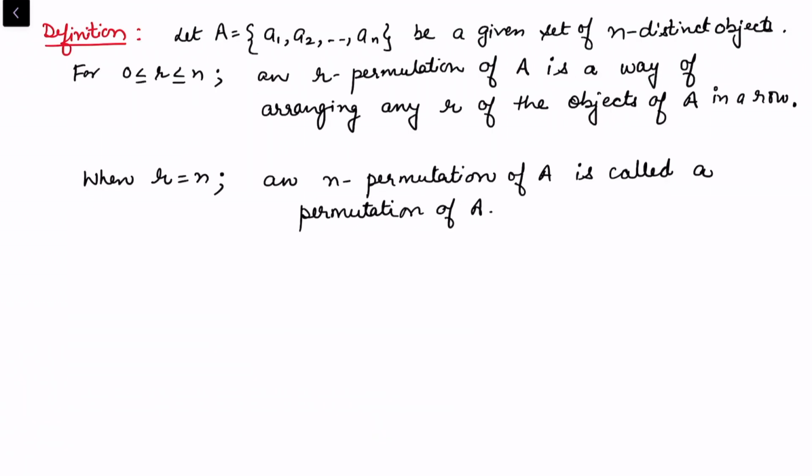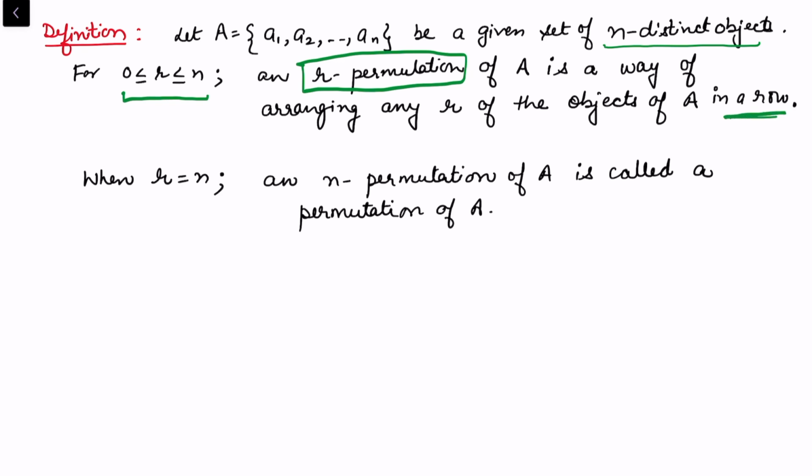So we look formally at the definition. Let us consider a set A = {A1, A2, up till An}. This is a given set of n distinct objects. And here we can take R lying between 0 and n. So we define an R permutation of A. This is a way of arranging any R objects of the set A in a row. So it's important that we are considering that in a row.